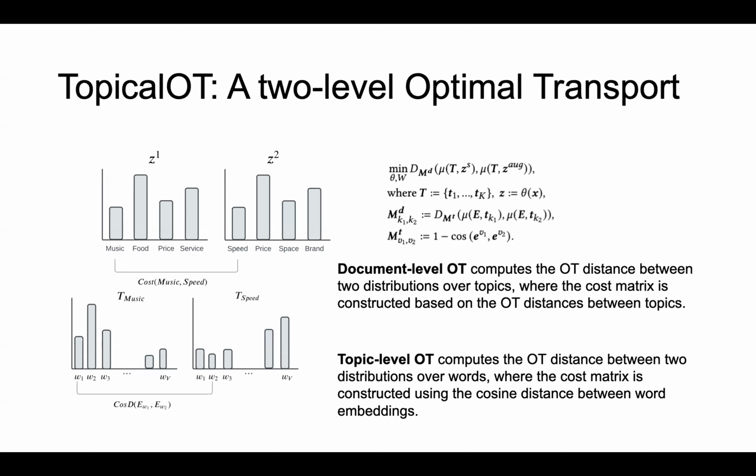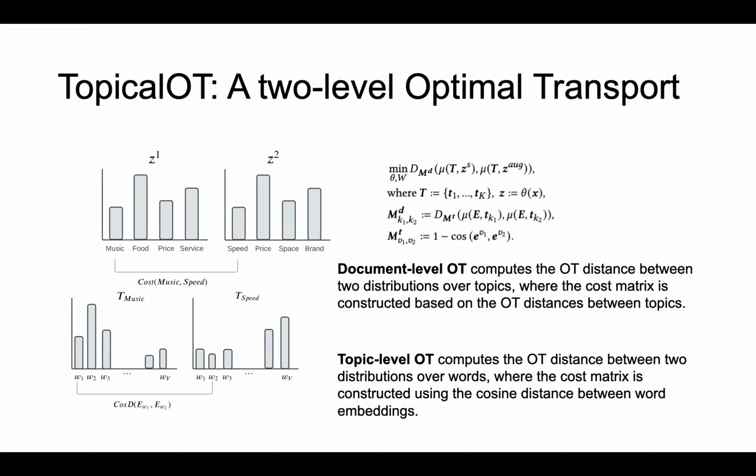And interestingly, a topic is a distribution over words. Words also have semantics. Here we use cosine distance to compute the distance between words. This can be used as a cost matrix for topic-level OT. So it's a two-level optimal transport. At the document level, it's a distribution over topics. At the topic level, it's a distribution over words. Because of these characteristics in topic models, we can do this.